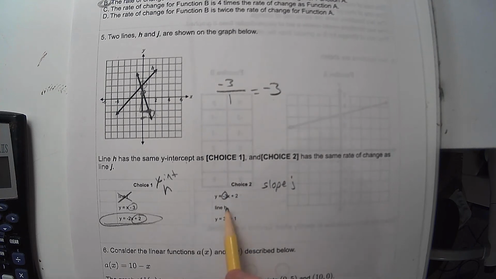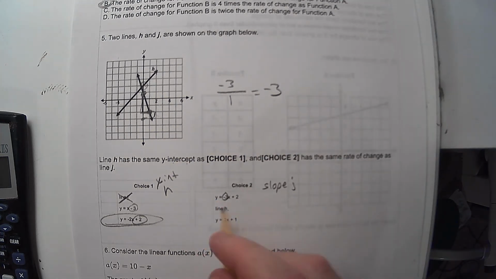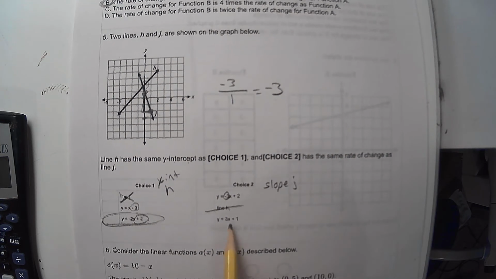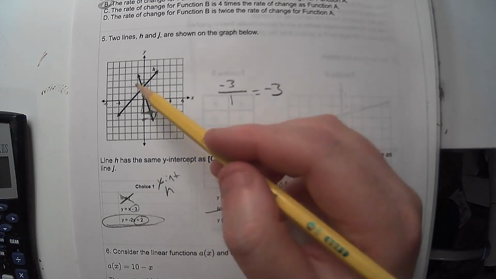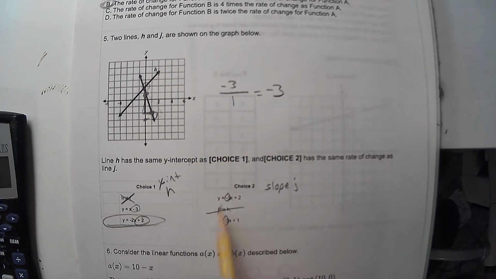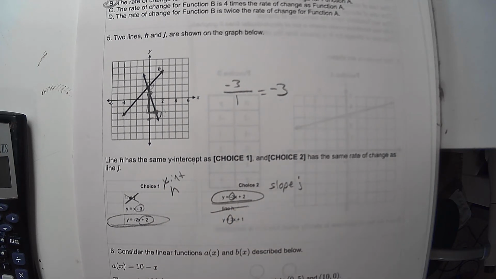It can't be line H, because H has a positive slope and J has a negative slope, so it doesn't matter if the numbers match or not, it's off the list. This one also has a positive slope of 3. If J has a negative slope, I can't have anything with a positive slope. So that's the only choice that's even remotely possible.